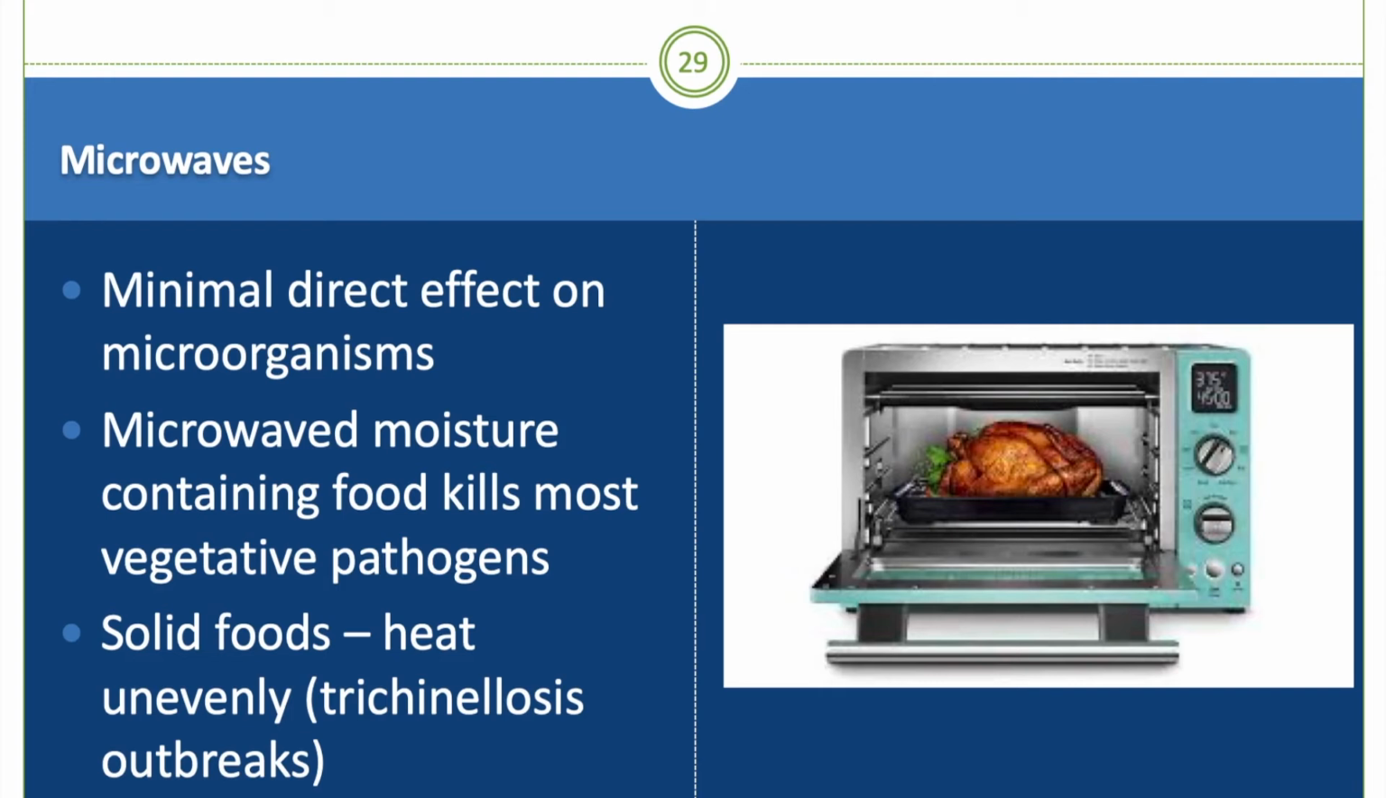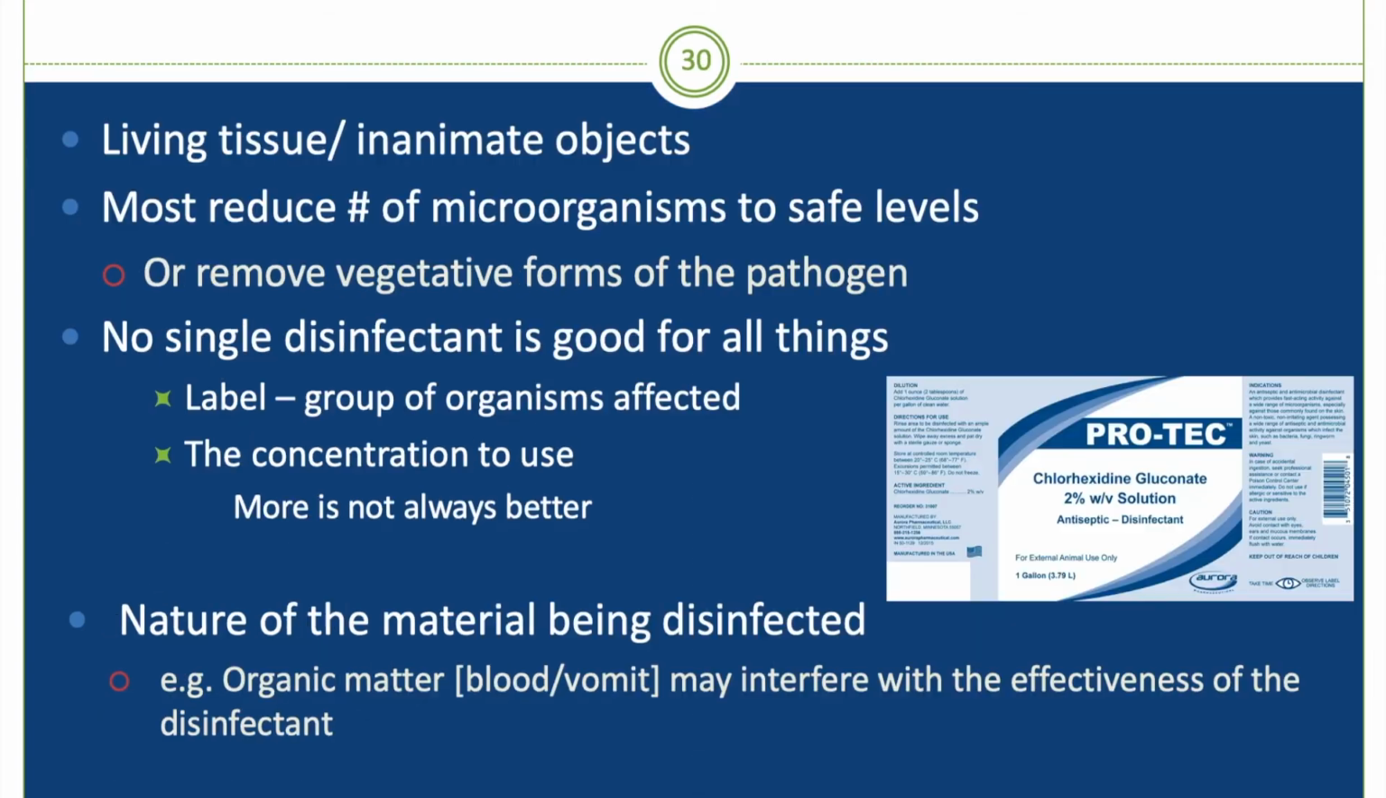For solid foods, they don't heat evenly. So if they are contaminated with trichinosis, pork worms, then most likely the person who consumes them may also suffer from the infection. Then we have chemical methods.